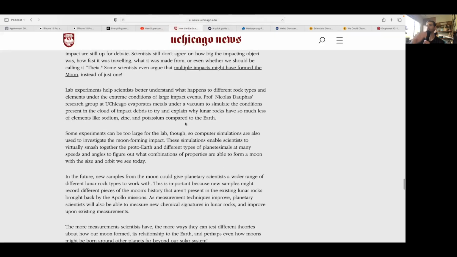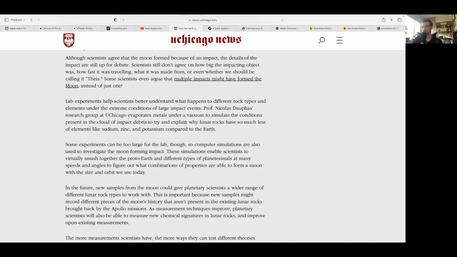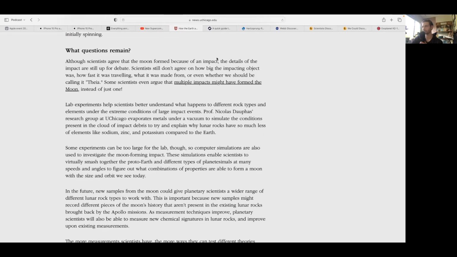And then finally, let's talk about the questions that remain, because it is not settled science that there was this impact. Like I said, there are multiple different ways to look at the addition of the moon in our solar system. Although scientists agree that the moon formed because of an impact, the details of the impact are still up for debate. Scientists still don't agree on how big the impacting object was, how fast it was traveling, what it was made from, or even whether we should be calling it Theia. I mean, that last one didn't need to be added. Yeah, it doesn't matter what the name of it is.